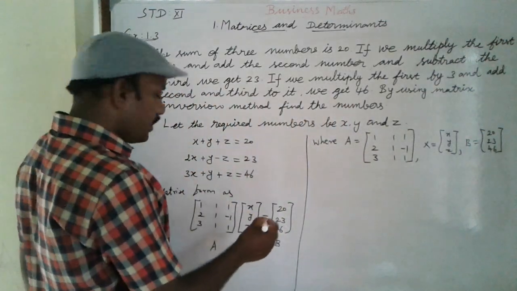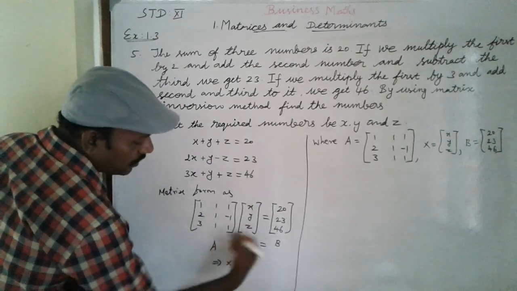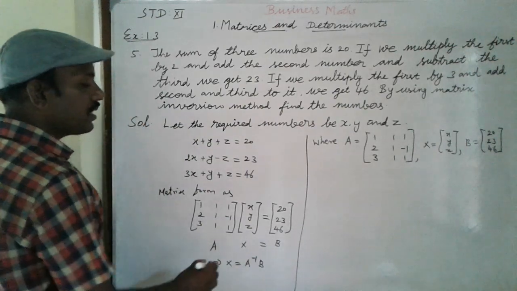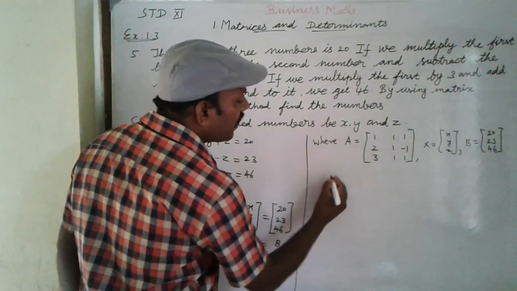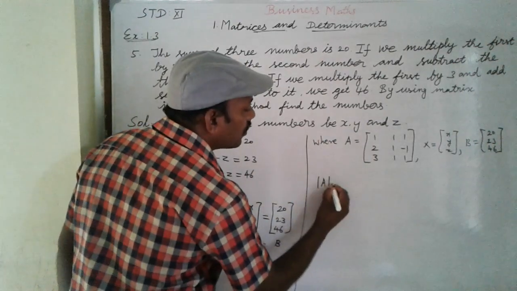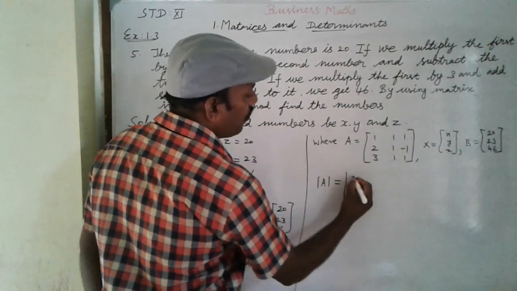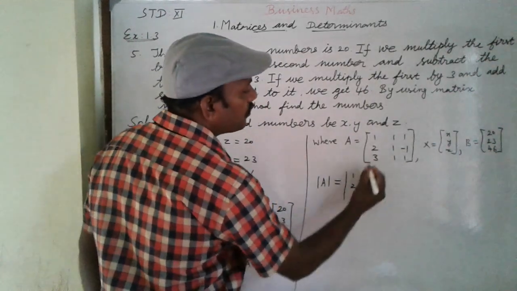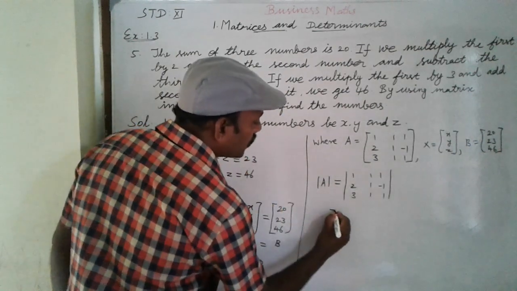So we should find A inverse. We know the formula: X equal to A inverse B. So we should find A inverse first, and check whether A inverse exists or not. So we should find the determinant of A. Determinant of A equals the determinant of 1, 1, 1, 2, 1, minus 1, 3, 1, 1.